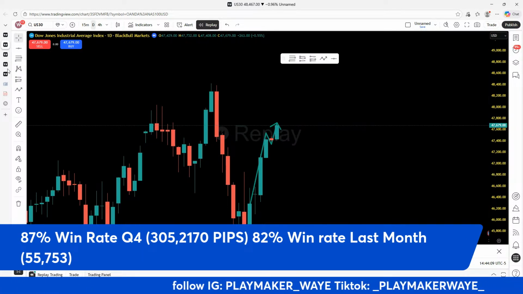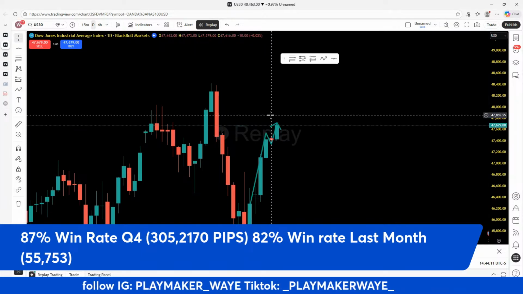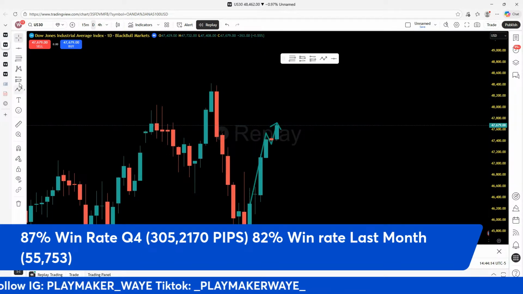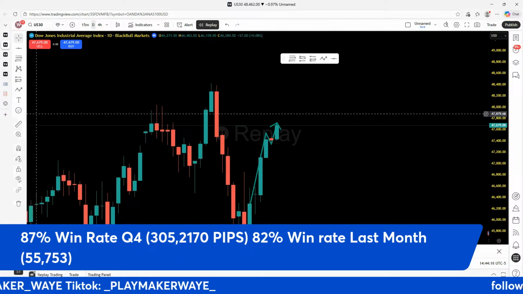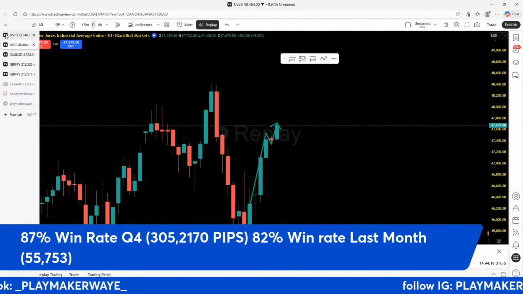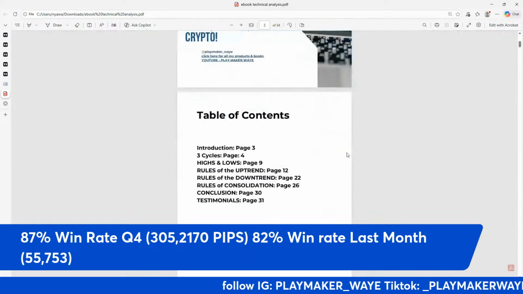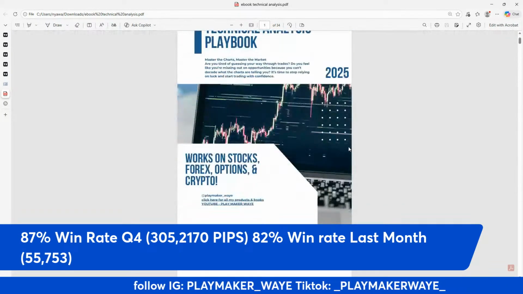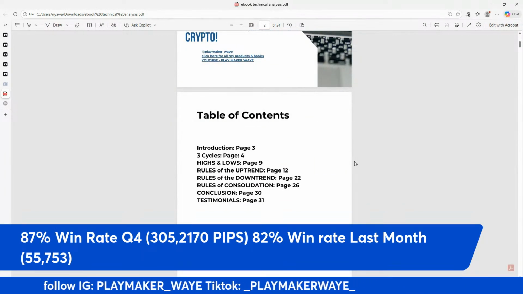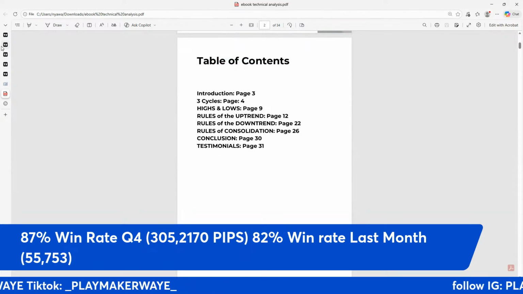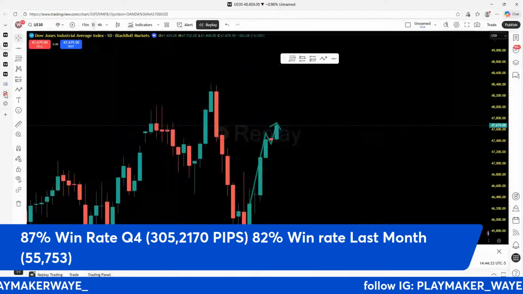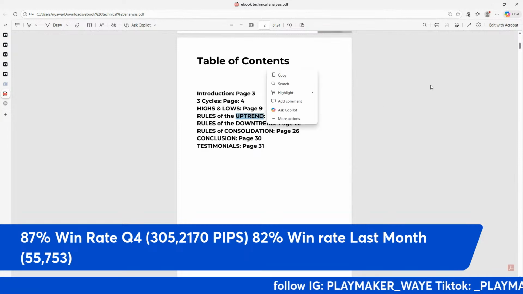Now, of course, we still need to know what needs to happen for the trend to continue, for the trend to change, the difference between the retest, the retracement, and reversal, and most importantly, how to avoid fake outs and liquidity sweeps. And that's exactly when we pull out the price action technical analysis playbook. So again, when you first get the book, make sure to read it in order. But after you read it like 2 times, 3 times, this is how you use it. We know we're in an uptrend, so we're simply going to go to the rules of the uptrend.